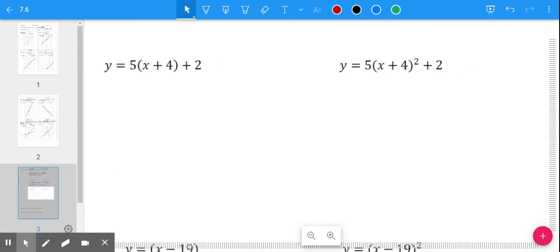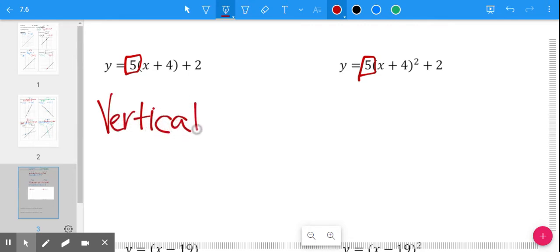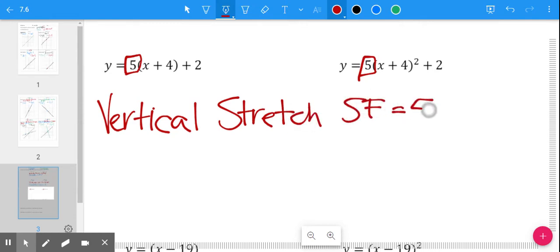The next two, they both have a leading factor of 5. So this is a vertical stretch with a scale factor of 5. And a vertical stretch is also a horizontal shrink. A horizontal stretch is also a vertical shrink. We'll write that down in a little bit.